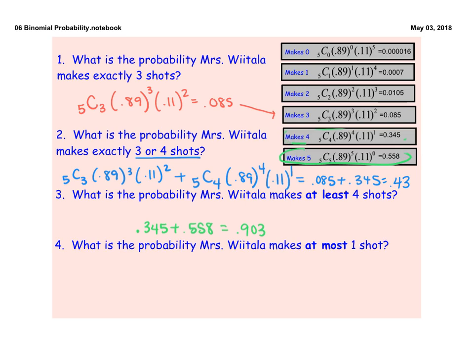So then the last one on this page asks, what's the probability that Mrs. Wiitala makes at most 1 shot? So at most means I make 1 or less. So that's these 2 situations here. So I would add the 0.000.